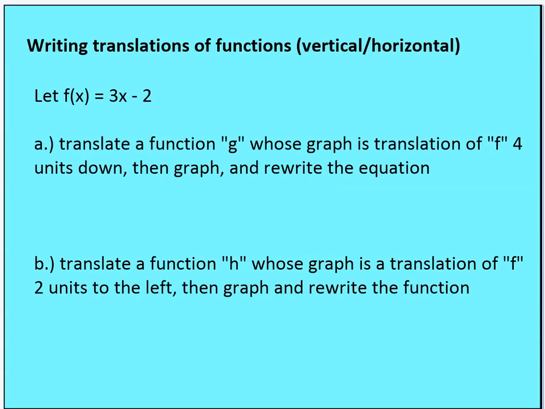So your first classwork problem, 1.2.1, which should be properly labeled. You're going to do the same thing that we just did. You're going to take f of x as 3x minus 2. You're going to translate it 4 units down. That's a. And then you're going to translate it 2 units to the left. That's b, graph, and then rewrite the equation of the function. I'm going to give you a moment to write this all down. You can also pause this video, and then I am going to move on.